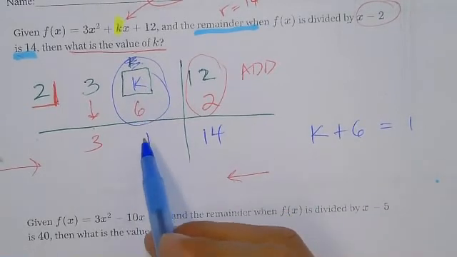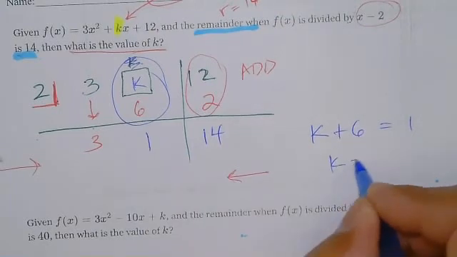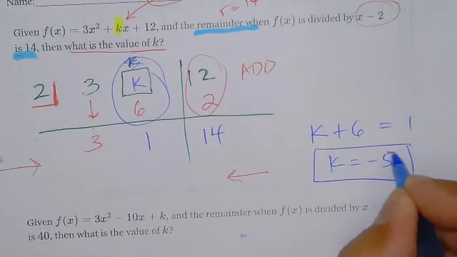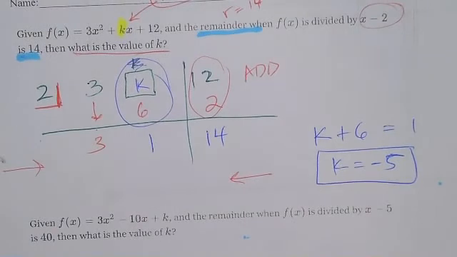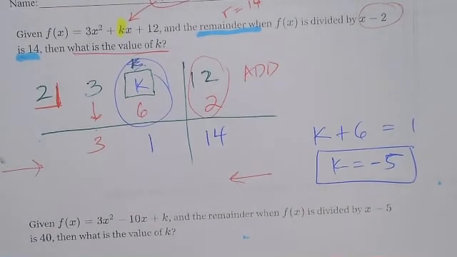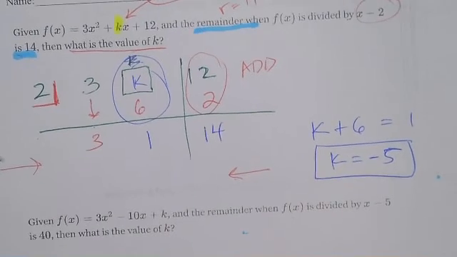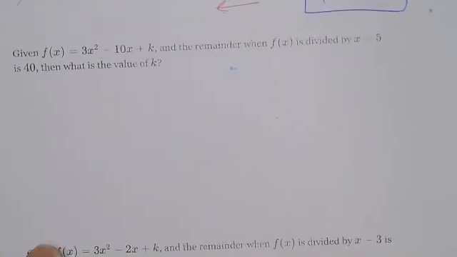6 plus what can give me 1? Well, it has to be a negative number. We know it's going to be what? Negative 5. You guys see how easy that is now? That's what it's asking for you to do. Find that value of k. Are we good? Okay, can we go faster now? Yeah, let's go to number 2.